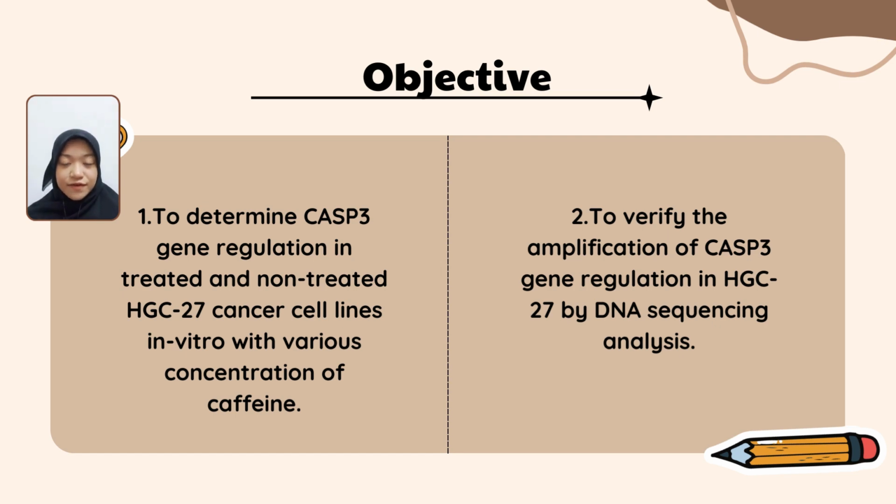The objective of the study is first to determine the caspase-3 gene regulation in treated and non-treated HGC27 cancer cell line in vitro with various concentrations of caffeine. Second, to verify the implications of caspase-3 gene regulation in HGC27 by DNA sequencing analysis.